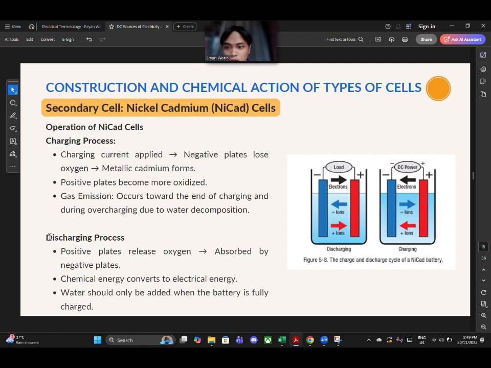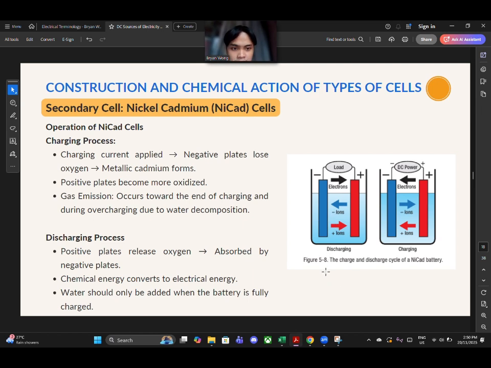How about the discharging process for a nickel cadmium cell? The positive plates release oxygen, which is then absorbed by the negative plates. Chemical energy then converts to electrical energy, and water should only be added when the battery is fully charged. So remember all of this for the nickel cadmium cell.